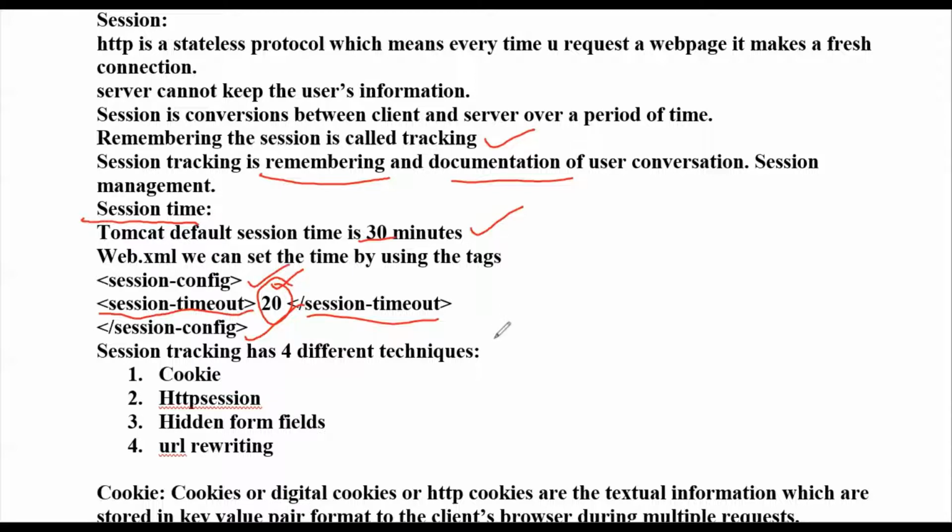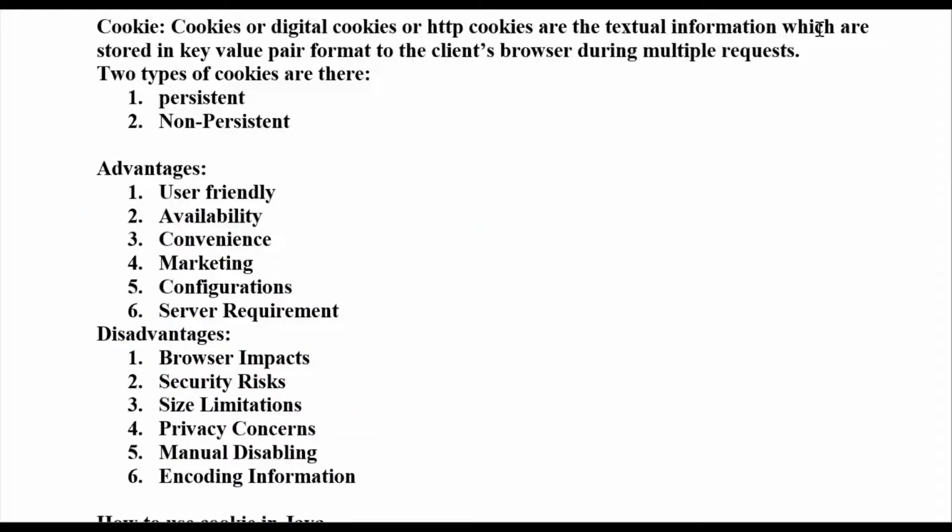So there are four techniques in which you can do session tracking. The first one is using cookies, the second one is HTTP session, the third one is hidden form fields, and the fourth one is URL rewriting. In today's class, we'll see what is meant by a cookie. So what is a cookie? It's a digital cookie, or we also call it an HTTP cookie. This cookie is textual information wherein we store a key-value pair on the client's browser.